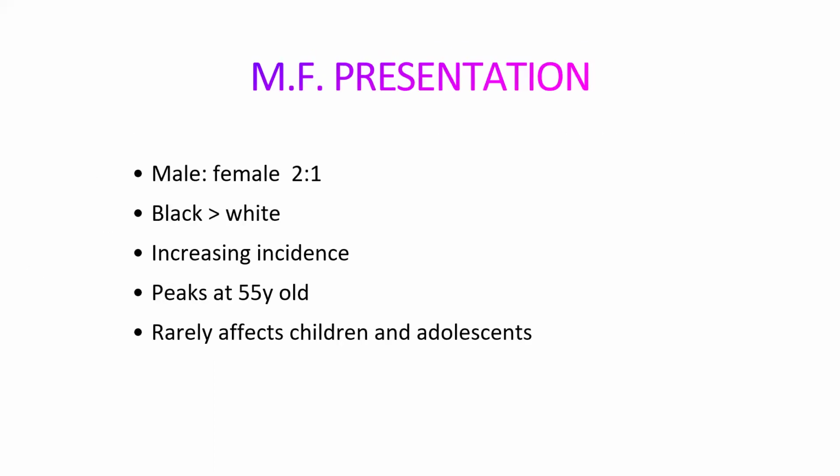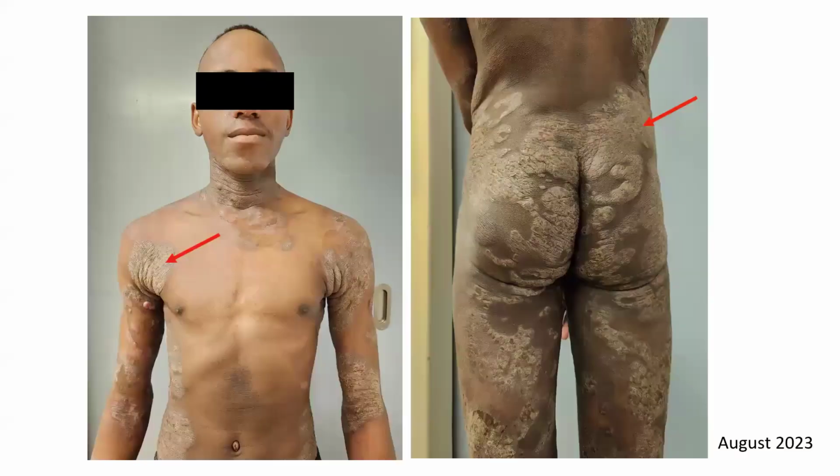MF is typically more predominant in males with a ratio of 2:1 with females, and in Black patients, where it tends to present at an earlier age and more severe in its stage. The incidence is increasing. The prevalence peaks at 55 years old, but it can also present in children and adolescents, like this patient. He is a 19-year-old male who presented with an itchy rash since he was 9 years old. He had been treated as atopic eczema with emollients at local clinics.